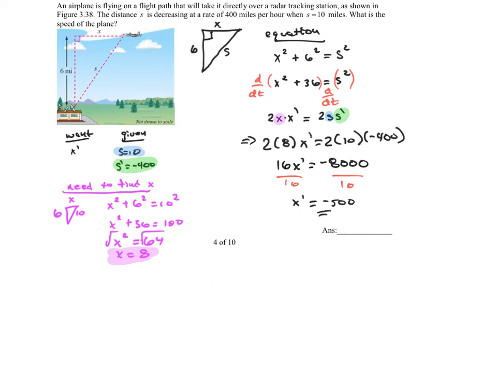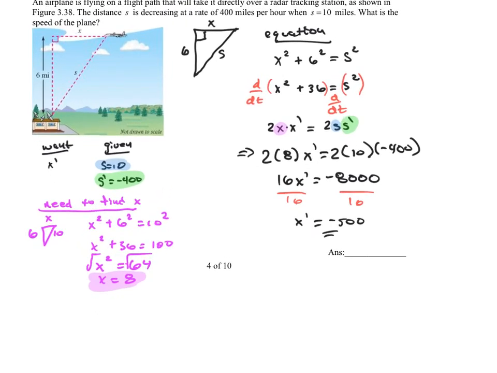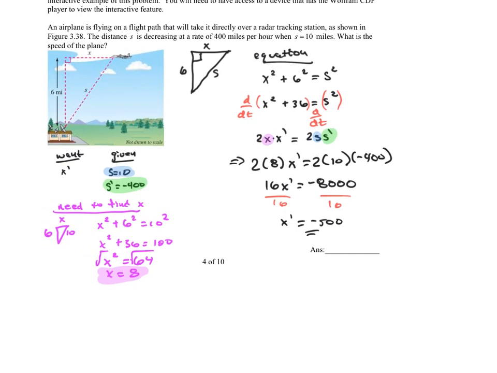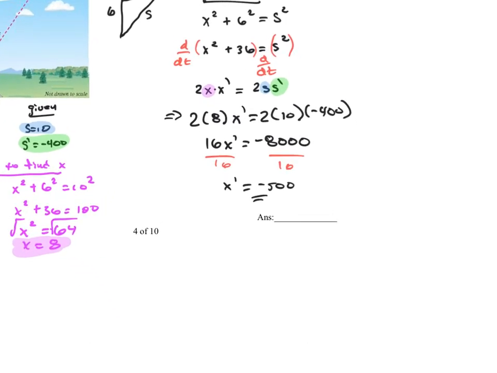Remember, this is negative 500, meaning the distance is decreasing between the plane and the radar station, or whatever they called it, at a rate of 500. But we need to know the units. Well, distance is measured in miles and time is measured in hours, and it's distance over time. So the final answer would be the plane is traveling at 500 miles per hour.